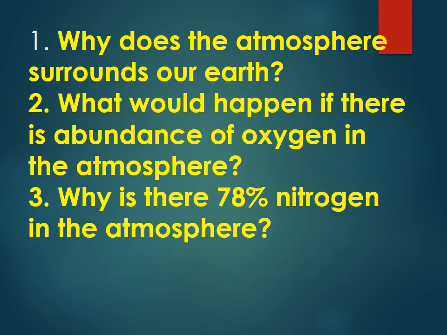Now the first one is, why does the atmosphere surround our earth? Why is there a blanket of air around our earth? Yes, this is because of the gravitational pull of the earth. Because of the gravitational pull of the earth, it keeps the atmosphere all around the earth's surface. And that's why, because of the atmosphere, there is life on earth. It is a livable planet.